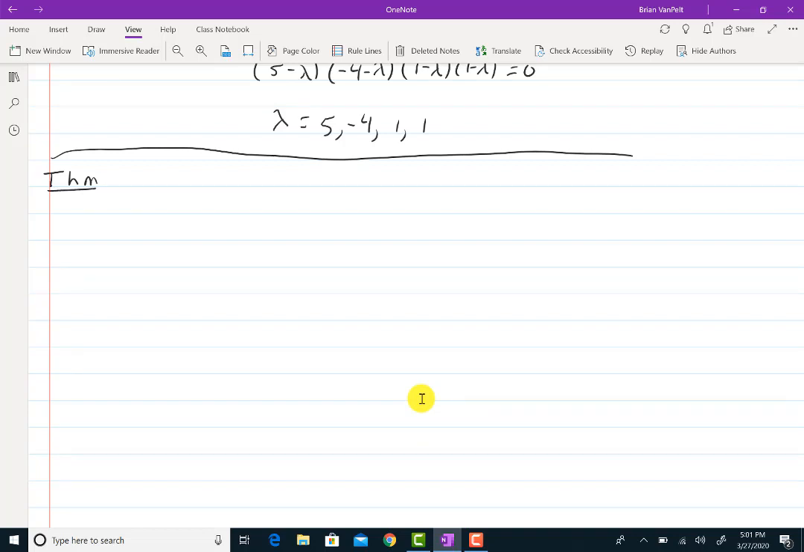Theorem. Let A be an n by n square matrix. Then A is invertible if and only if 0 is not an eigenvalue. Now we know that 0 can be an eigenvalue, but the eigenvectors that are created cannot be the 0 vector.